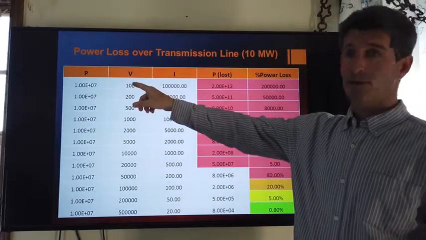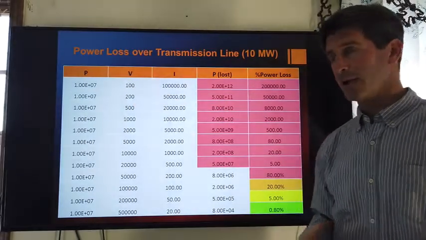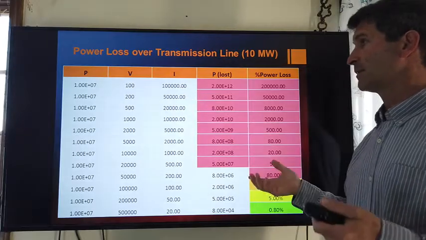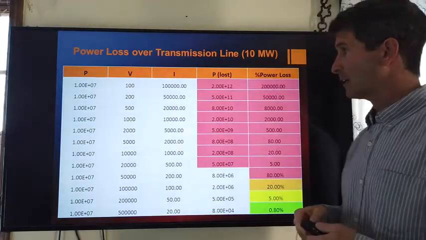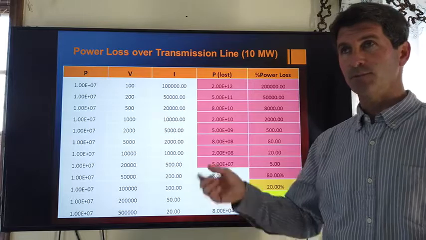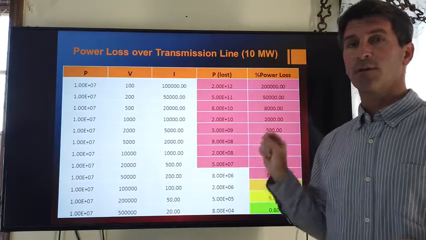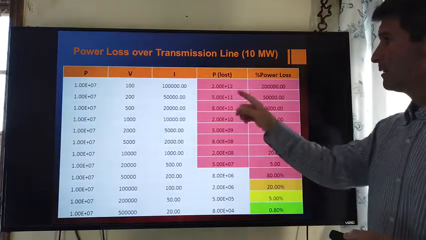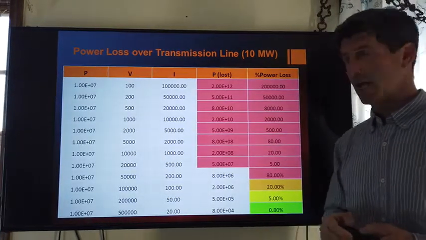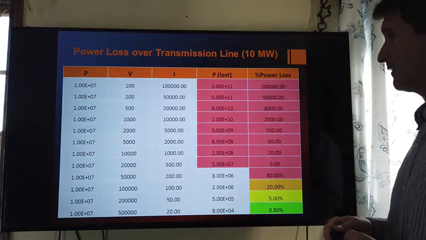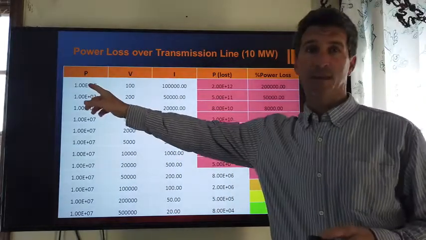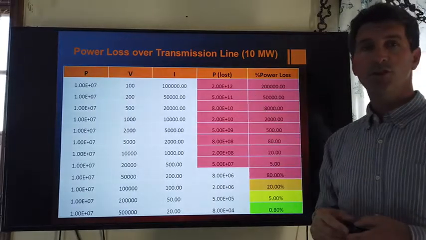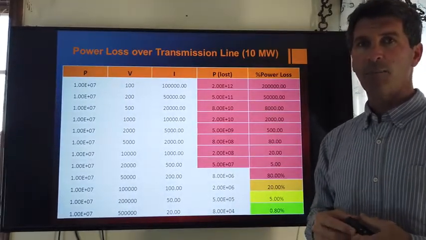If I set it at 100 volts, which is pretty close to what our house voltage is, I would have to send it at 100,000 amps. But 100,000 amps, do the calculation. P equals I squared R. Again, we're going to set R to roughly 20 ohms. You would have to send an absolutely ridiculous amount of energy down the lines just to get 10 megawatts at the end. Okay? You would have to send 2 gigawatts of power.